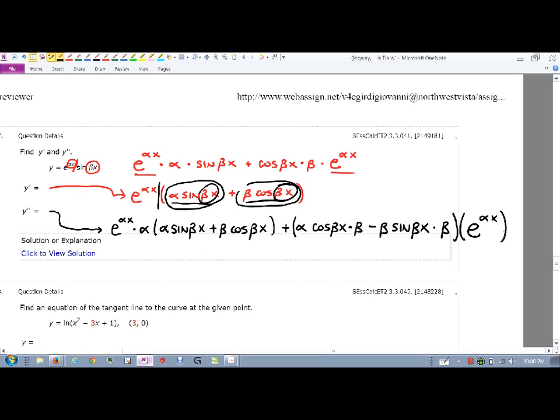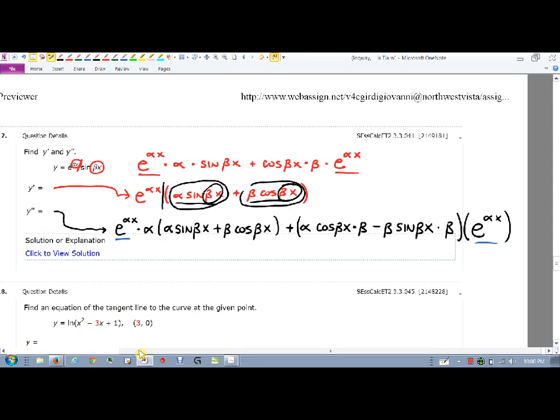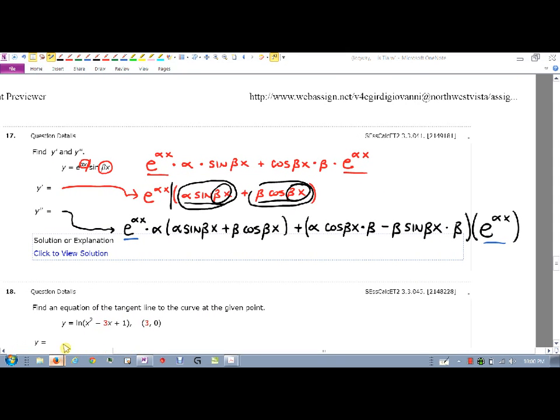So at this point, I can start to try and put things together. I'm going to realize again that I have an e to the alpha x here, e to the alpha x here. I can pull that out. Gosh, do I really want to distribute that? Let's just look at the solution. I don't really feel like going through the rest of this one. What number is this? 17.